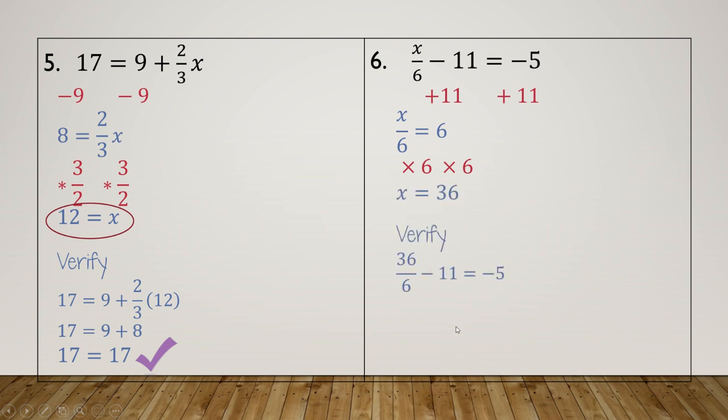To verify, we'll substitute 36 in for x. 36 divided by 6 is 6. 6 minus 11 is negative 5. So that checks out. Let's circle our answer.